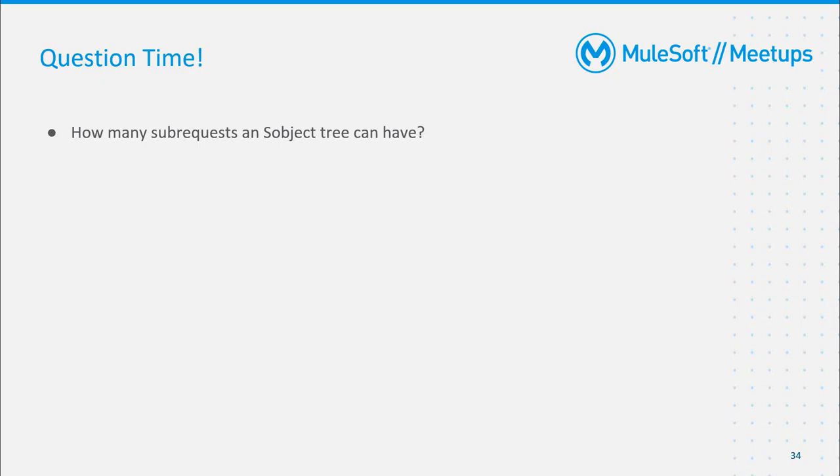We saw about Salesforce Composite request, we saw about Salesforce Composite batch. Now we're talking about a subject tree, right? So batch can have one request with 25 sub requests. Composite can have one request with 25 sub requests.